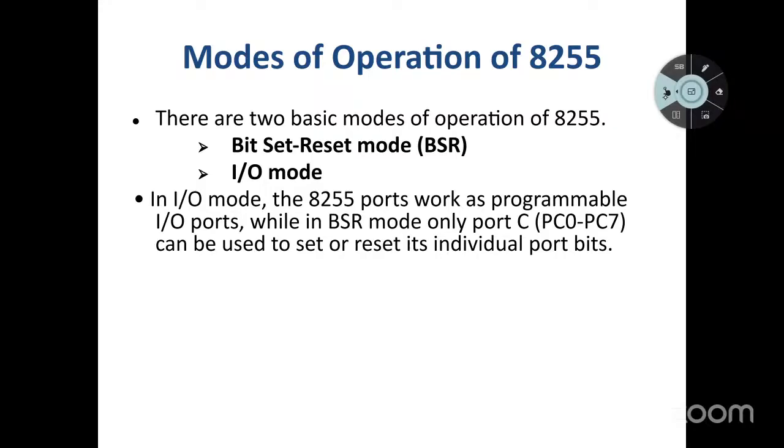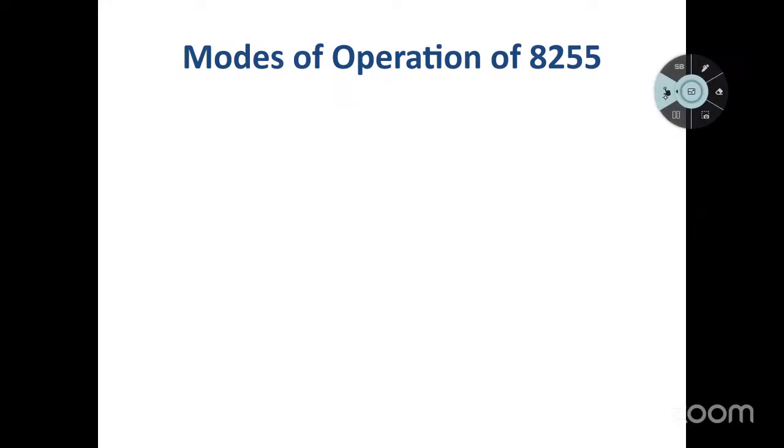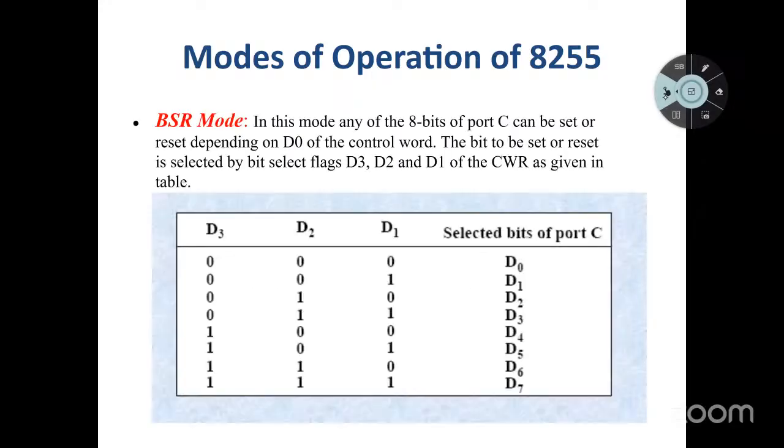Okay, so the bit set reset mode and IO mode. In BSR mode, any of the 8 bits of port C can be set or reset depending on the control word. The bit set reset is selected by bit select flags D3, D2, D1 of the CWR. So that is D0, which port bit we are selecting, the selected bits of port C.